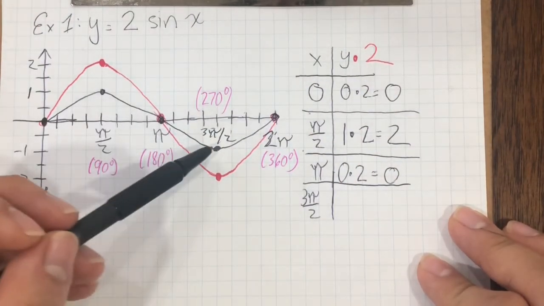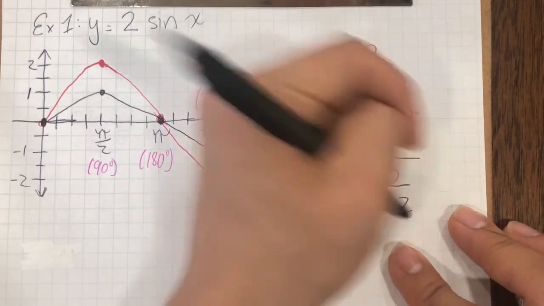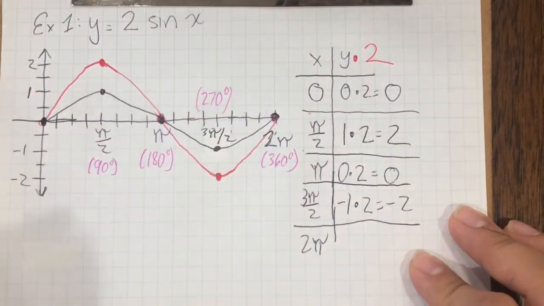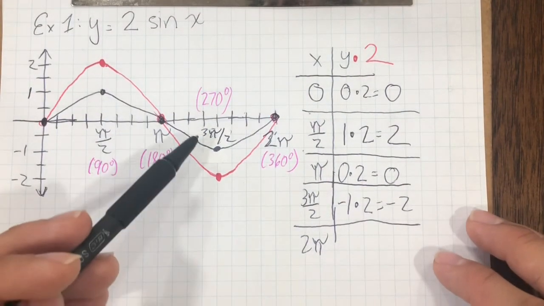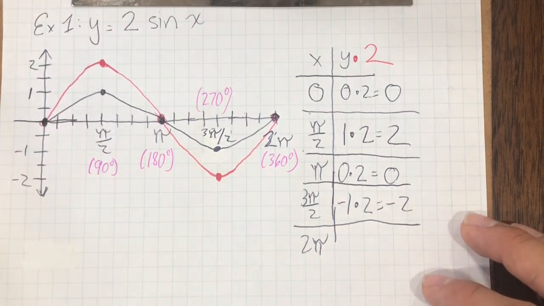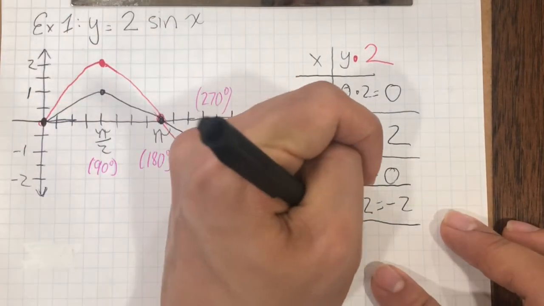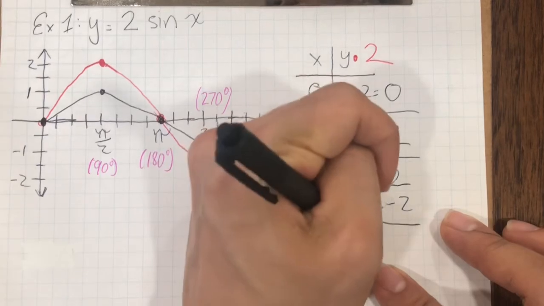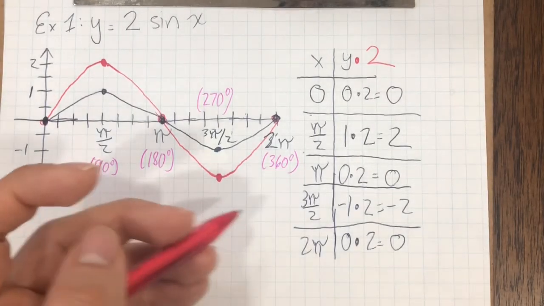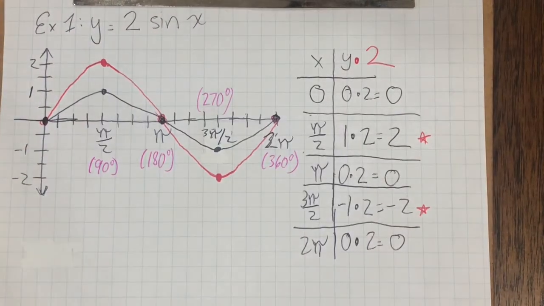Originally, the y value was -1. If I multiply it by 2, it becomes -2. And then I have 2 pi, which is the period of both the parent function, sine of x, and the new graph, 2 times sine of x. So we have 2 pi, and the y value was 0. 0 times 2 is still 0. So the only y values that really changed were for pi over 2 and for 3 pi over 2. All right?